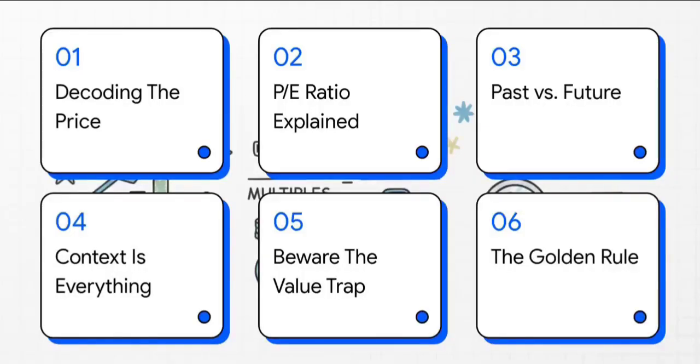So, here's our roadmap for mastering this today. First, decoding the price tag. Second, the PE ratio explained. Third, looking back versus looking ahead. Fourth, context is everything. Fifth, beware the value trap. And finally, the golden rule of investing.